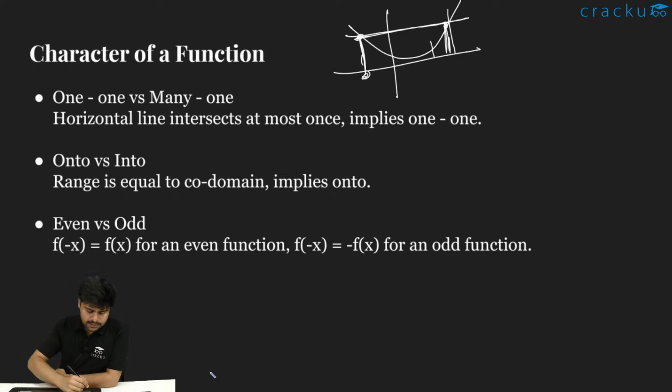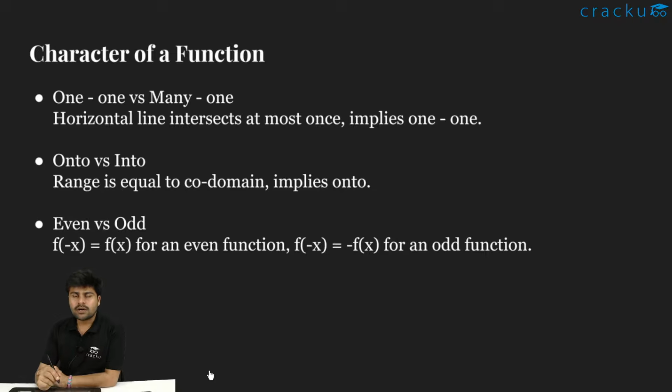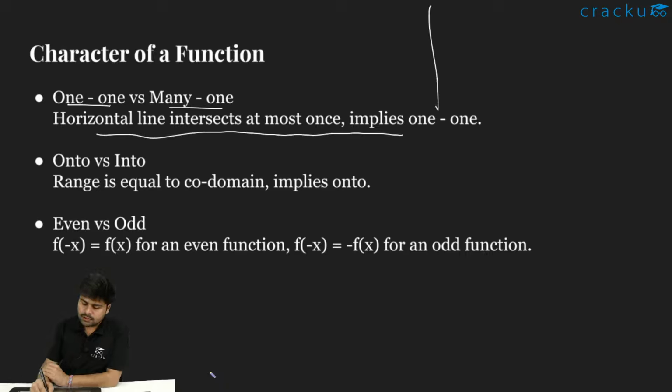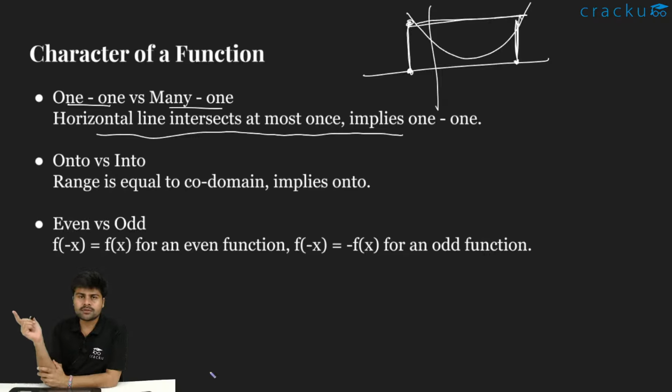So there are many ways to define the character of a function. How many different types of function are there? The first is one-one versus many-one. So one-one is a function where a horizontal line intersects at most once. Like we just discussed, consider a parabola. For this input and this input, say this is the output here, this is the output here. If you see, the outputs are the same for two different values. Although it is a function, the outputs are the same for two different inputs.